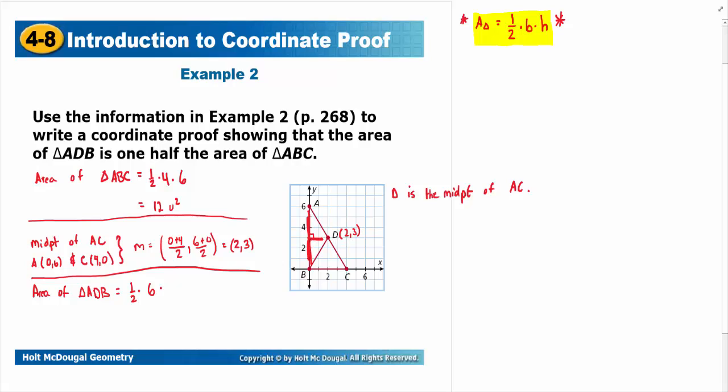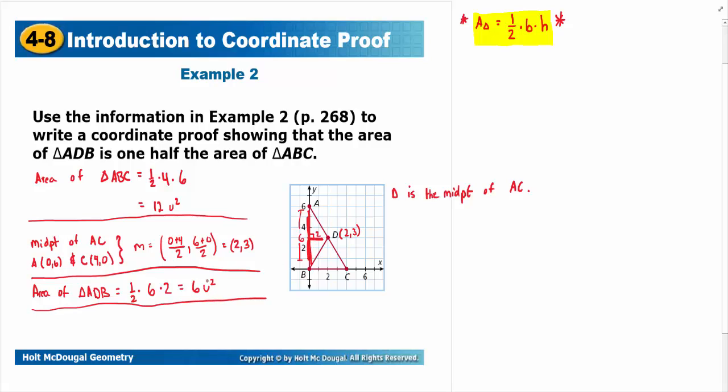Again, you're going horizontally to get that height. So I'm going to use 2 for my height. My base is 6. Okay, that's your base, that's your height. It's just a triangle sideways. So if you multiply that out, half of 2 is 1. So 1 times 6 is 6 units squared.